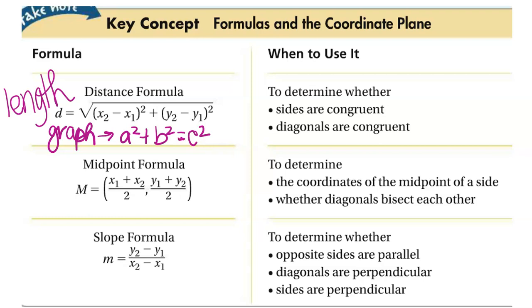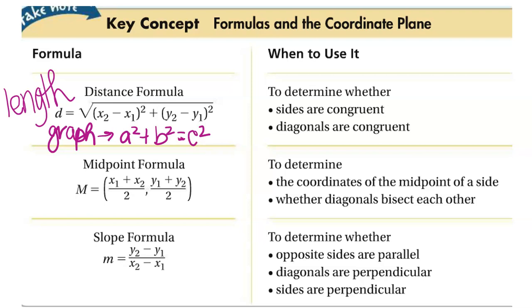Now, when do you use it? When you're trying to figure out, are the sides all the same, or two specific sides the same, or are the diagonals the same? So when the sides are congruent or the diagonals are congruent, that's when you're going to use either the Pythagorean theorem or the distance formula.